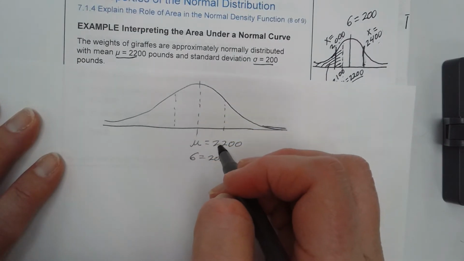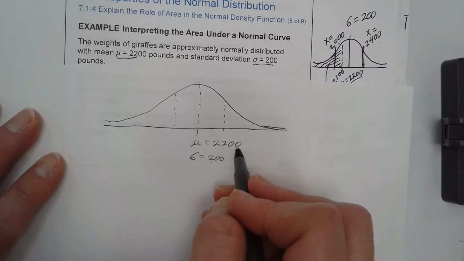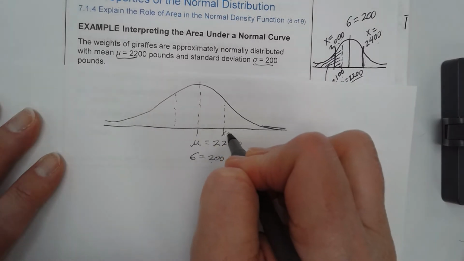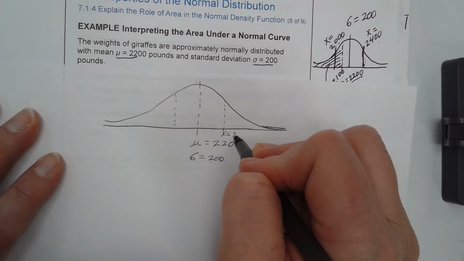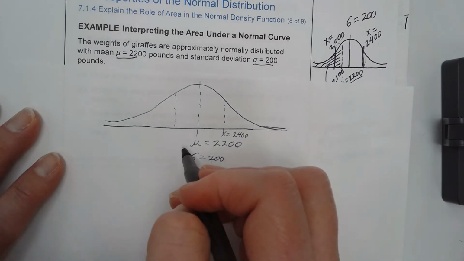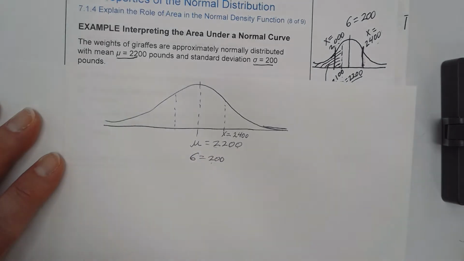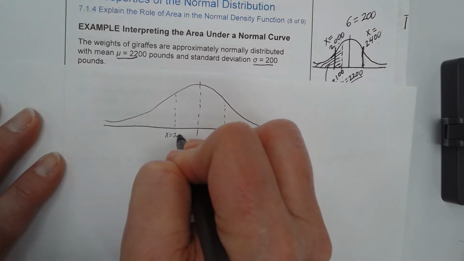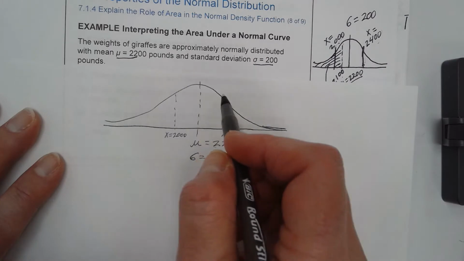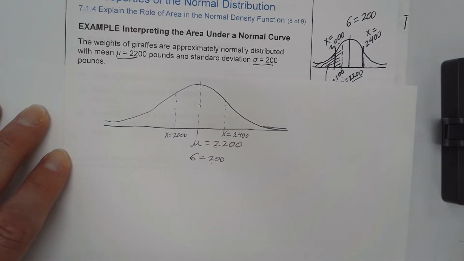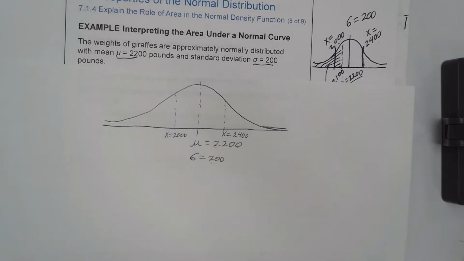Okay. So if I take 200 and add it to 2,200, what is this going to be here? 2,200 plus 200? 2,400. Okay. If I take 200 and subtract it from the mean, what do I get over here? 2,000. So those are x values. Okay. So how much of my data is in between there? 68% of the giraffes weigh between 2,000 and 2,400 pounds.